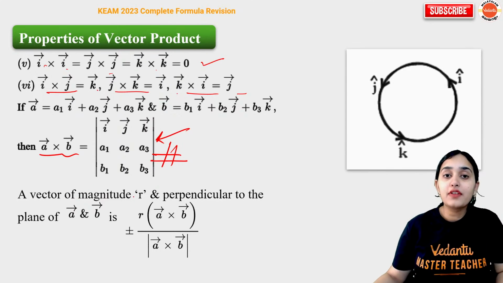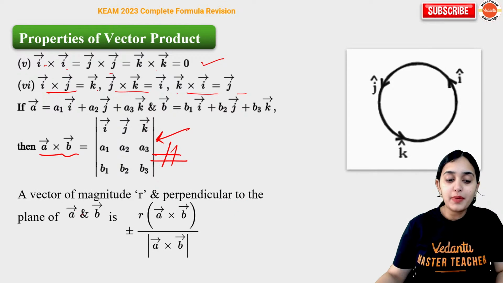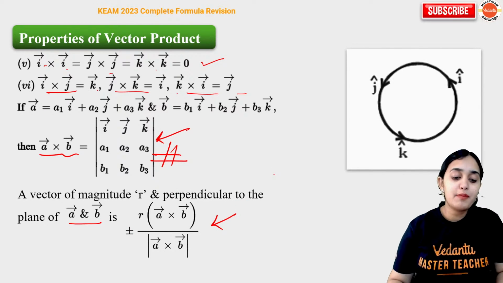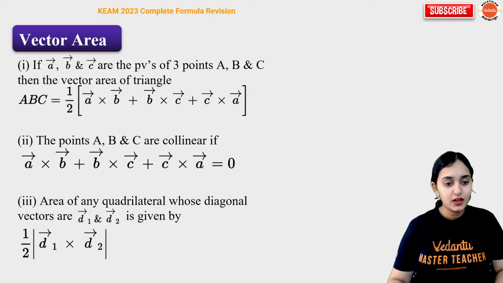Now, a vector of magnitude R and perpendicular to A and B can be found out by R into A cross B upon mod of A cross B.